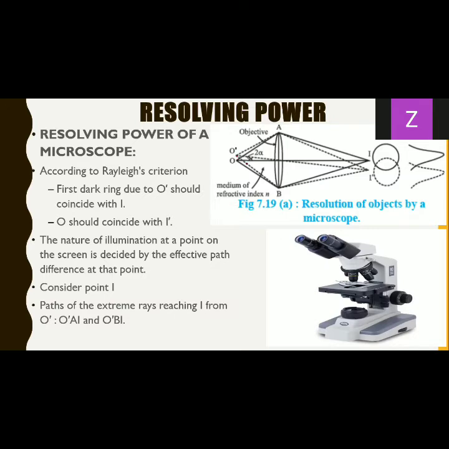So once again, O dash A I is one path through which the light is coming from O dash. What is the second path? O dash B I. So these are the two paths through which a ray of light will come to I from O dash. Okay. Any doubts till this point? Polar, yes or no?